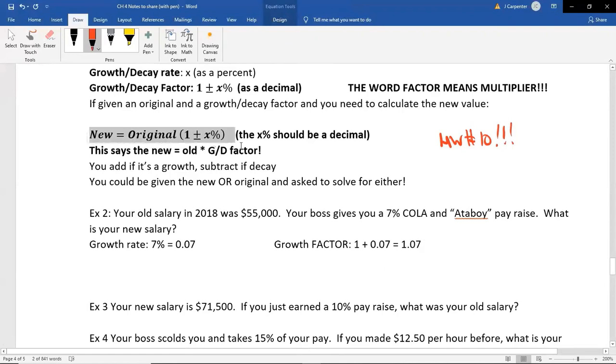New equals old times growth factor. I said it 5 times. That's how important this is.